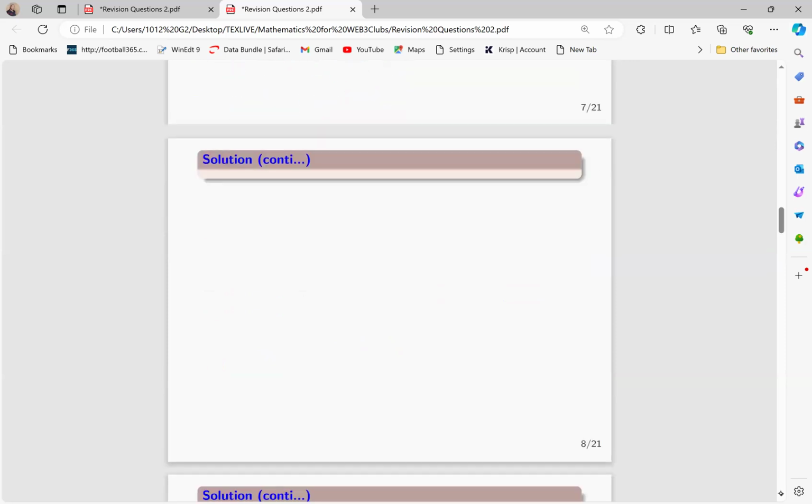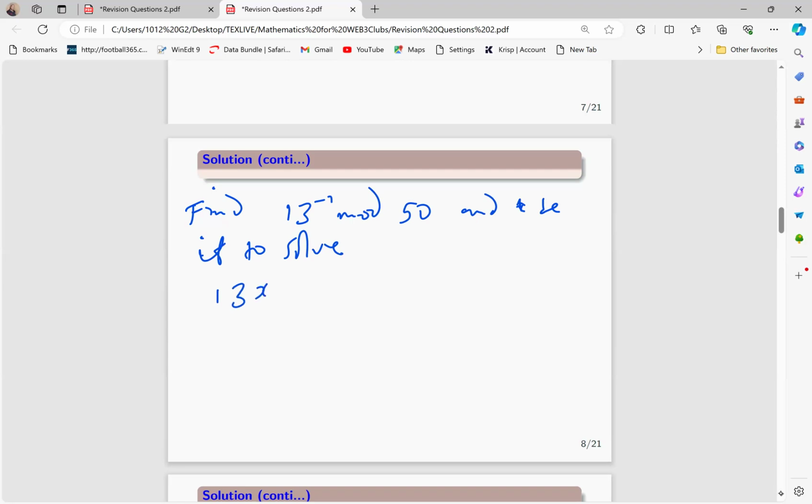Now, let's do this. Lynette, come and do this. Find the inverse of 13 mod 50 and use it to solve 13x is congruent to 4 mod 50. So begin by finding the inverse, and then you proceed to solve.